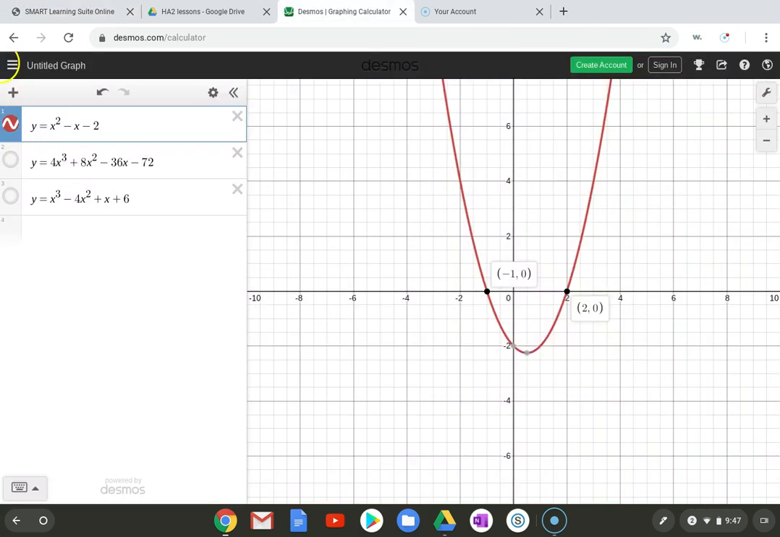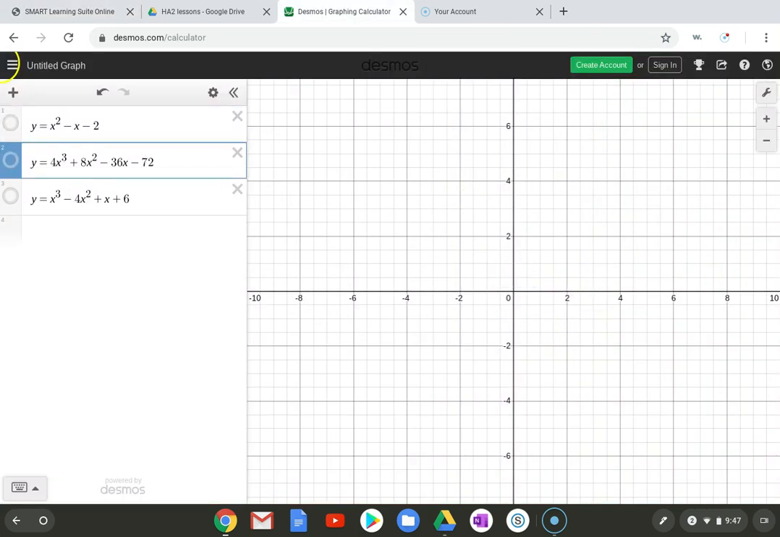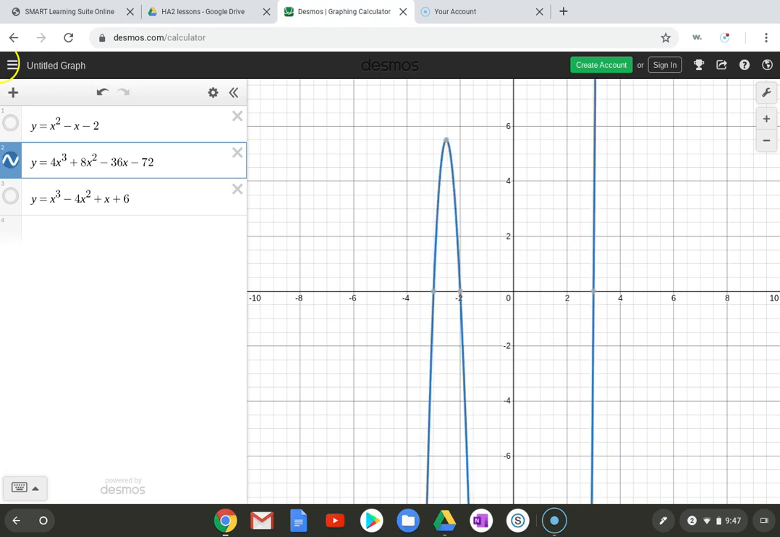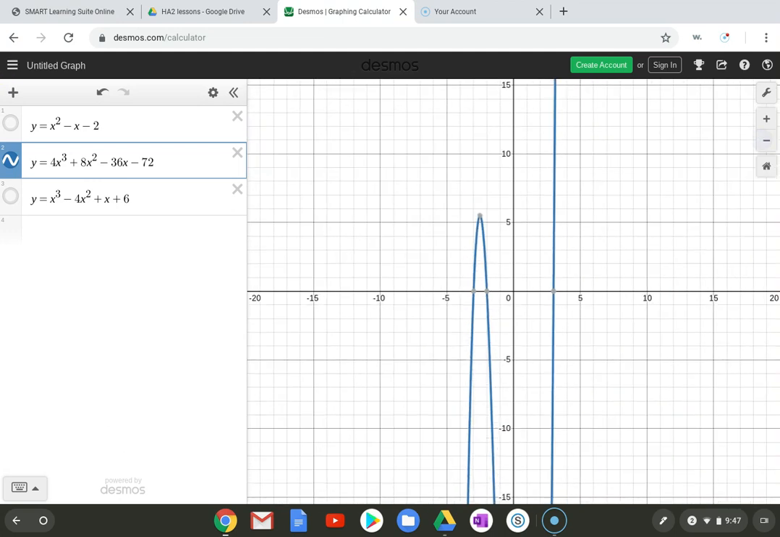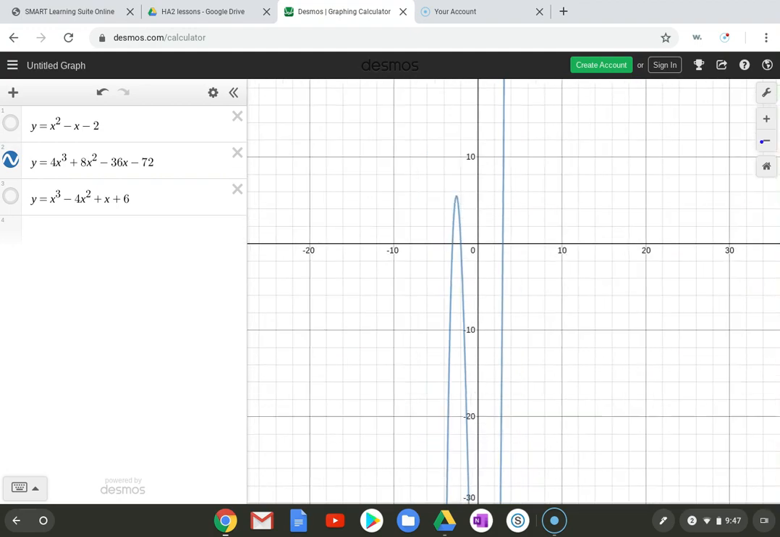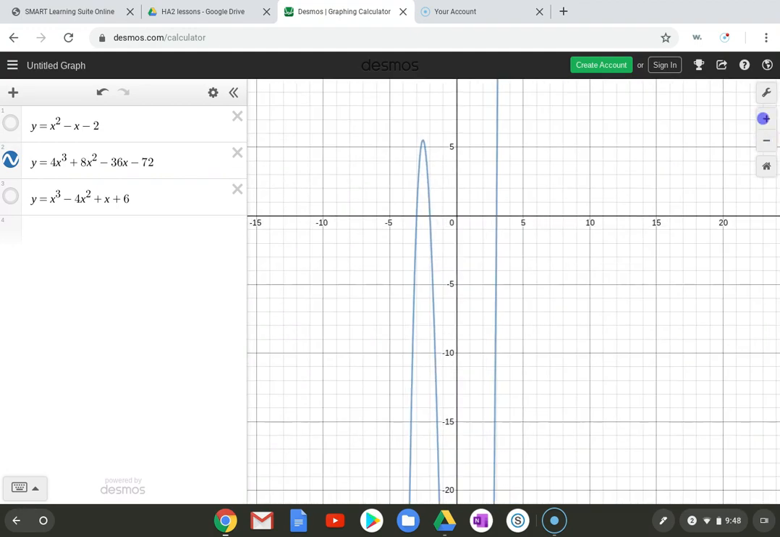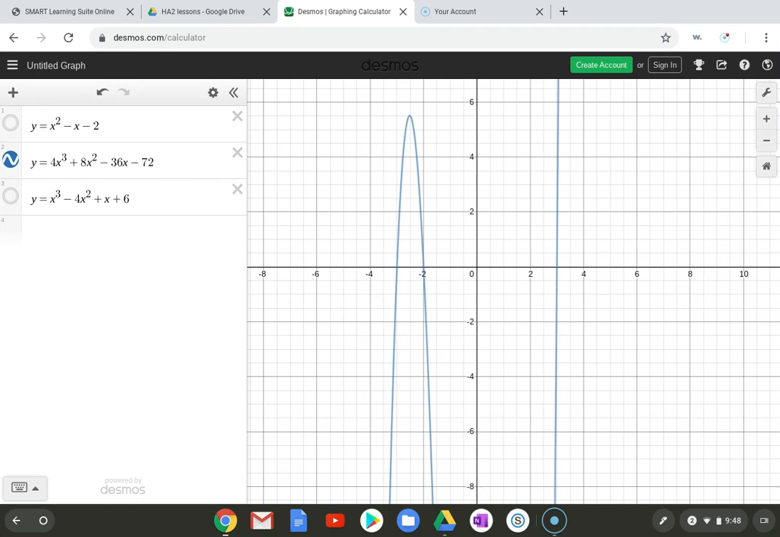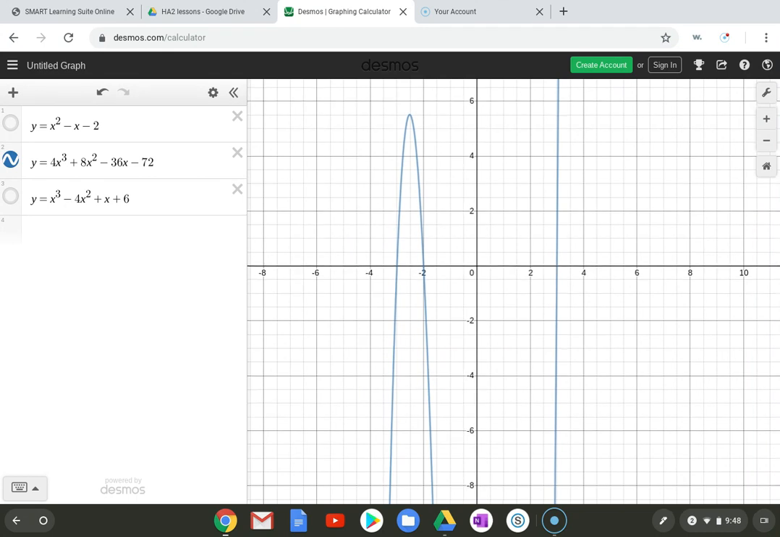For the next one, I'm going to turn this graph off and turn on my 4x cubed plus 8x squared minus 36x minus 72. And I might zoom out just a little bit so you can see this a little better. It's going to get too skinny. That's all right. Okay, so we've got this lovely cubic function, and we need to find the x-intercepts. So in Desmos, I'm just going to click to make sure that really is at -3, and it is. So we have -3, -2, and +3.